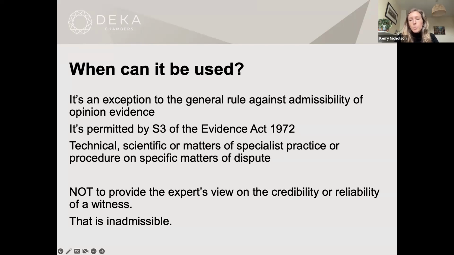So the most obvious example is expert medical evidence. In personal injury cases, you need a medical expert to give their opinion on the injury suffered and any prognosis. However, there is a really important limitation that they can only give their opinion on a matter in which they are an expert. So they're not able to provide their views on the credibility or reliability of a witness. That's not what they're allowed to do.